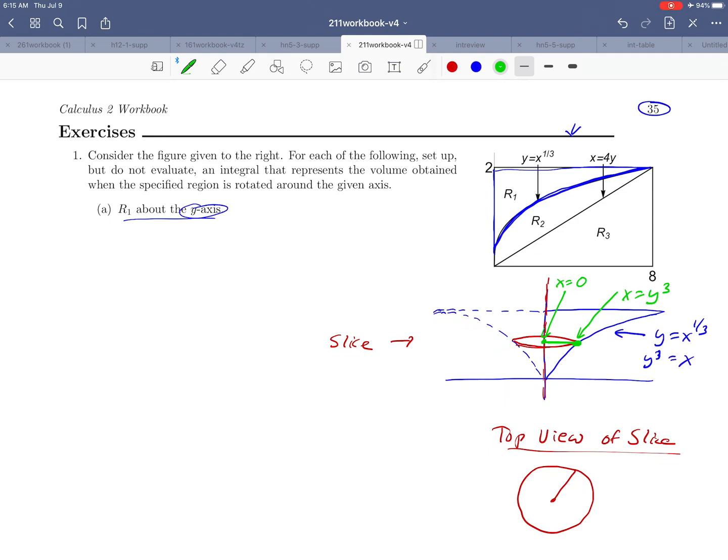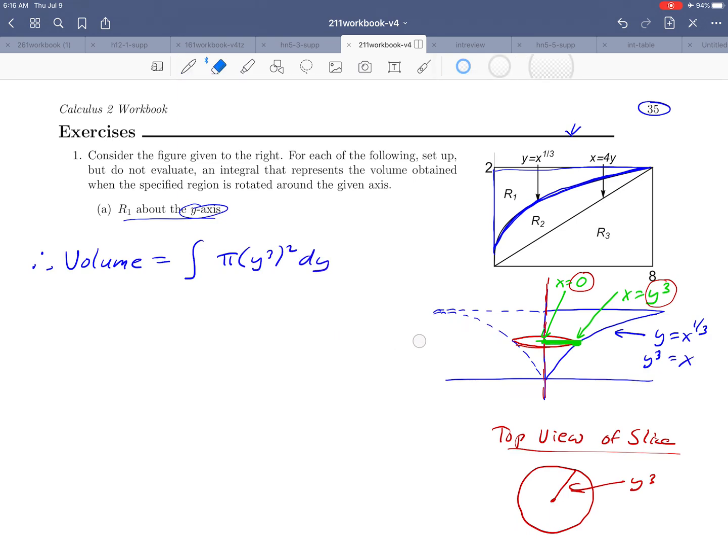Okay, so finally, we have enough information then to measure this radius left to right. It's just going to be the difference between the x values, y cubed minus 0, okay, or just y cubed. All right, so the volume then that we're looking for should be the integral of the area of that slice, okay, pi times the radius squared times dy. Okay, let me clear a little bit of clutter out of the way here.